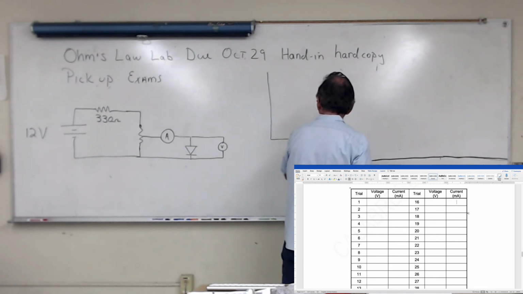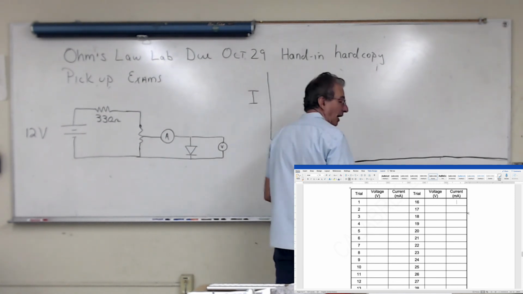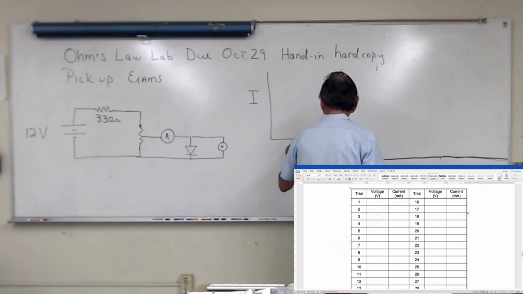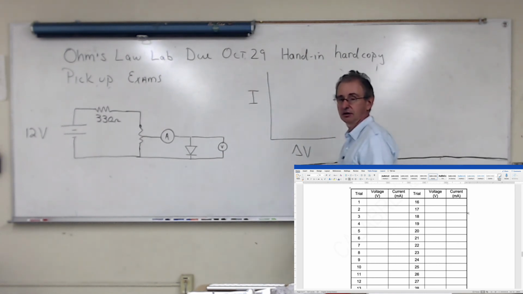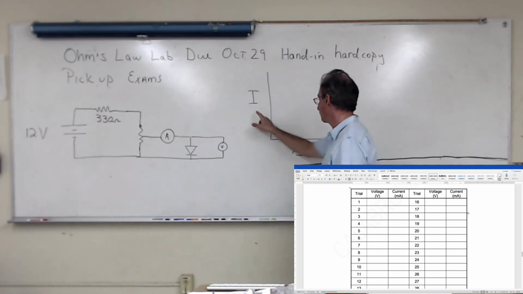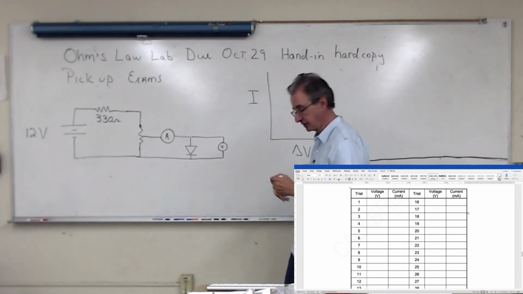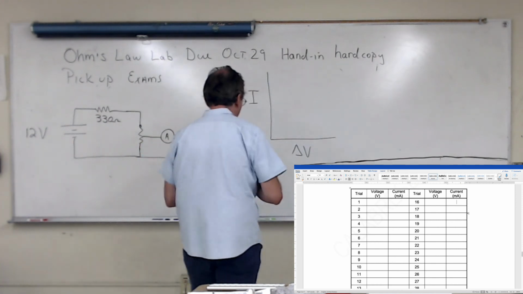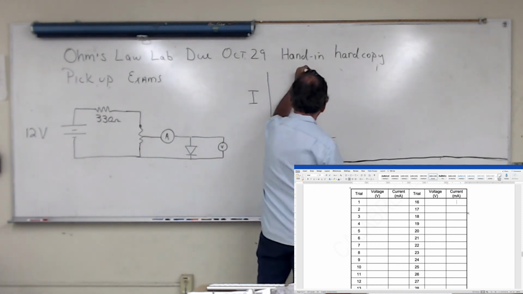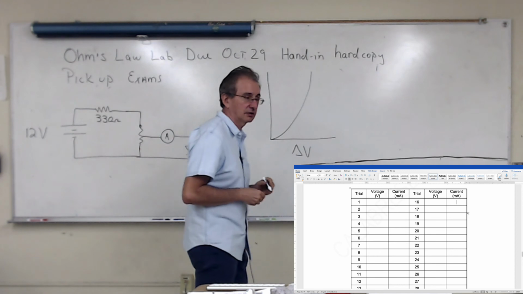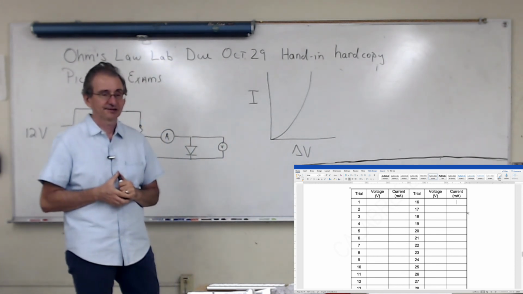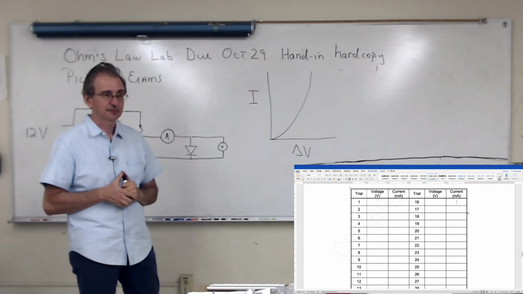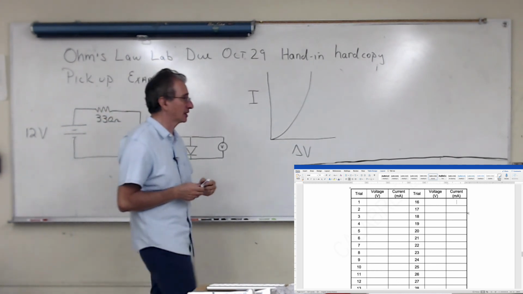In fact, in this case, we're going to put I on the y-axis and delta V across the diode on the x-axis. So we're plotting current versus potential difference. When you say current versus potential difference, the first thing is on the y-axis. And your graph will look like this. And it's an exponential increase. This thing increases exponentially. Okay? And you're going to do a curve fit to this function.